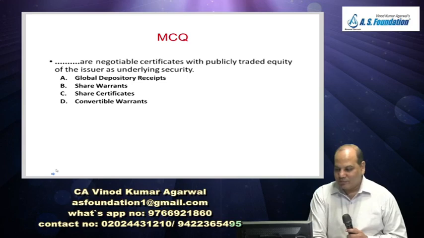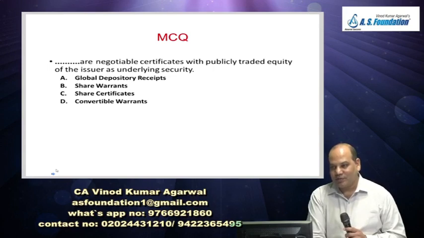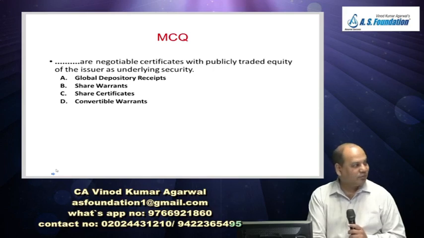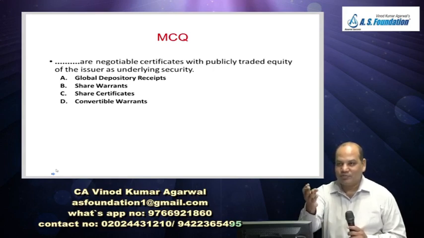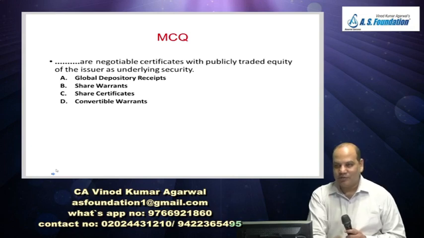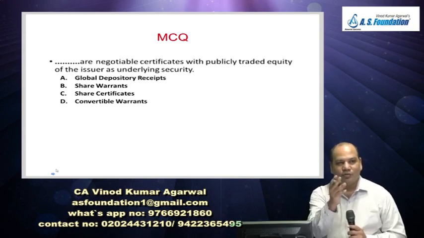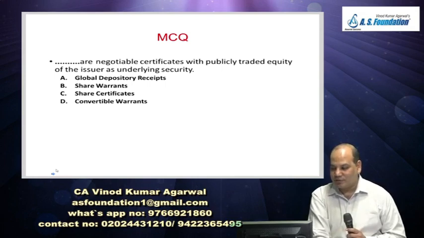One more. Dash are negotiable certificates with publicly traded equity of the issuer as underlying security. A. Global depository receipt. B. Share warrant. C. Share certificate. D. Convertible warrant. One person is saying A. You don't know. One more. C. Share certificate.